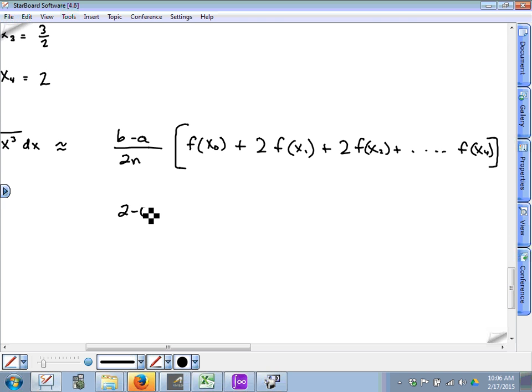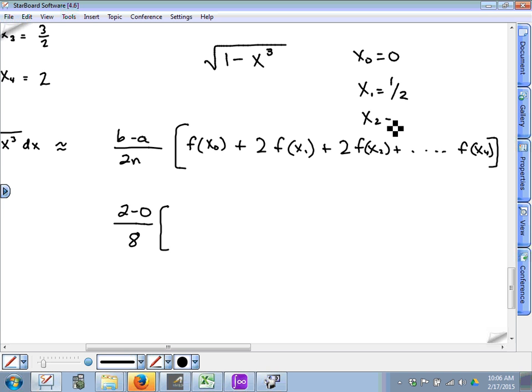So we have 2 minus 0 all over 2 times n, and n is 4, so that's 8. So that's 1/4. Now, remember the function is the square root of 1 minus x to the third, and x sub 0 is 0, x sub 1 is 1/2, x sub 2 is 1, x sub 3 is 3/2, and x sub 4 is 2. So what's f of x sub 0? Square root of 1, which is 1.